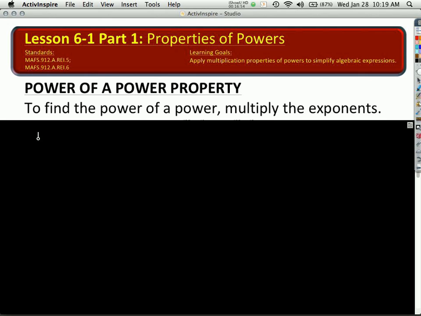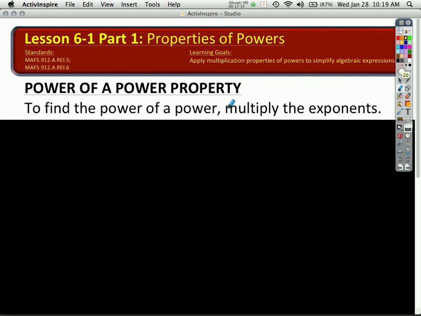And so, power of a power says to find the power of a power, you multiply the exponents. So, unfortunately, here's the bad news. You've learned two properties, and they both have words with the letter P at the beginning. The first one said product of a power property. This one says power of a power property. It's an awful lot of P words. And they all deal with powers. And one of them you add the exponents, and one of them you multiply. So guess what? One of your jobs is to keep it straight.